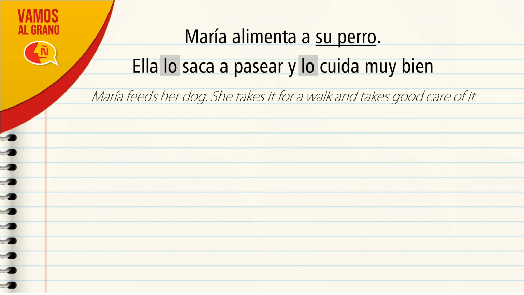So, instead of saying, ella saca a su perro a pasear y cuida a su perro muy bien, we replace the object of the sentence, which in this case is Maria's dog, and we use the word lo, okay? This is just a very brief explanation of how the direct object pronoun works. I'm sure that you may already know about this. But in Spanish, we use the word lo in many other ways that have nothing to do with the direct object pronoun. Take a look at these examples.